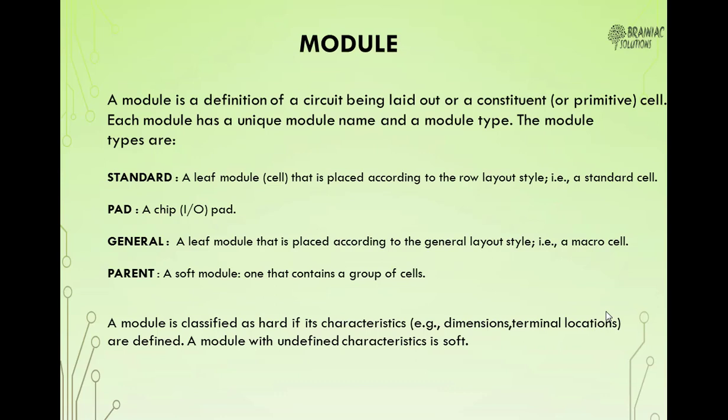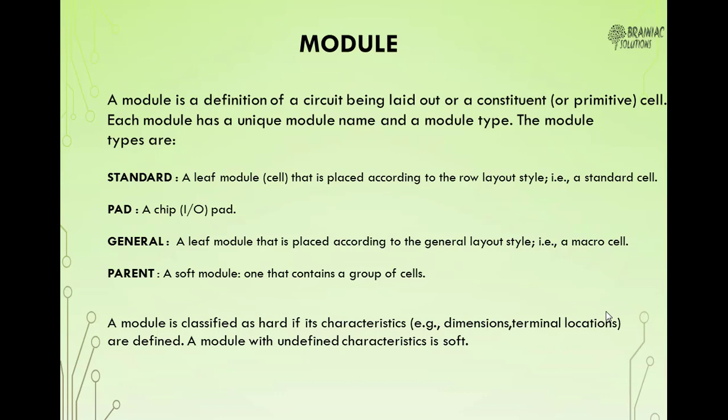The last one is a parent module. The difference between the parent module and the above three types of module is that a parent module is a soft type of module, while the above three are hard type of modules. Now what is the difference between these two? A module is classified as hard if its characteristics, that is dimensions and terminal locations, are defined. A module with undefined characteristics is soft. That means a soft type of module is a flexible one, so its dimensions and terminal locations can be changed.